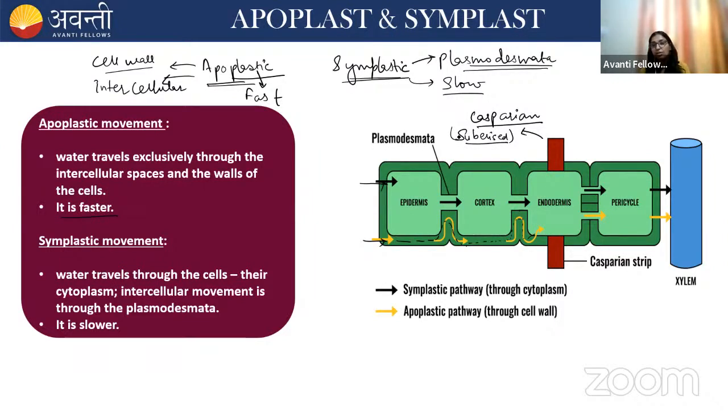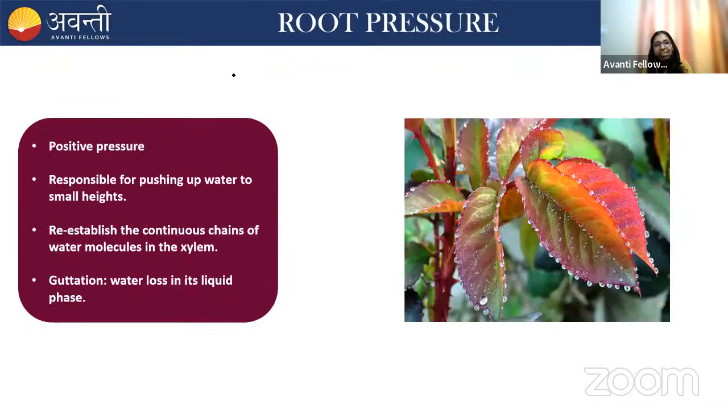Because of the presence of the Casparian strip, the walls become impermeable. So the movement of the water gets stopped, and then the movement occurs through symplast. And once the water reaches the xylem, the movement of water again becomes apoplastic, because xylem consists of vessels and tracheids, and these are dead elements. I told you the movement through the dead elements, through the cell wall and intercellular spaces, is apoplastic. Remember this.